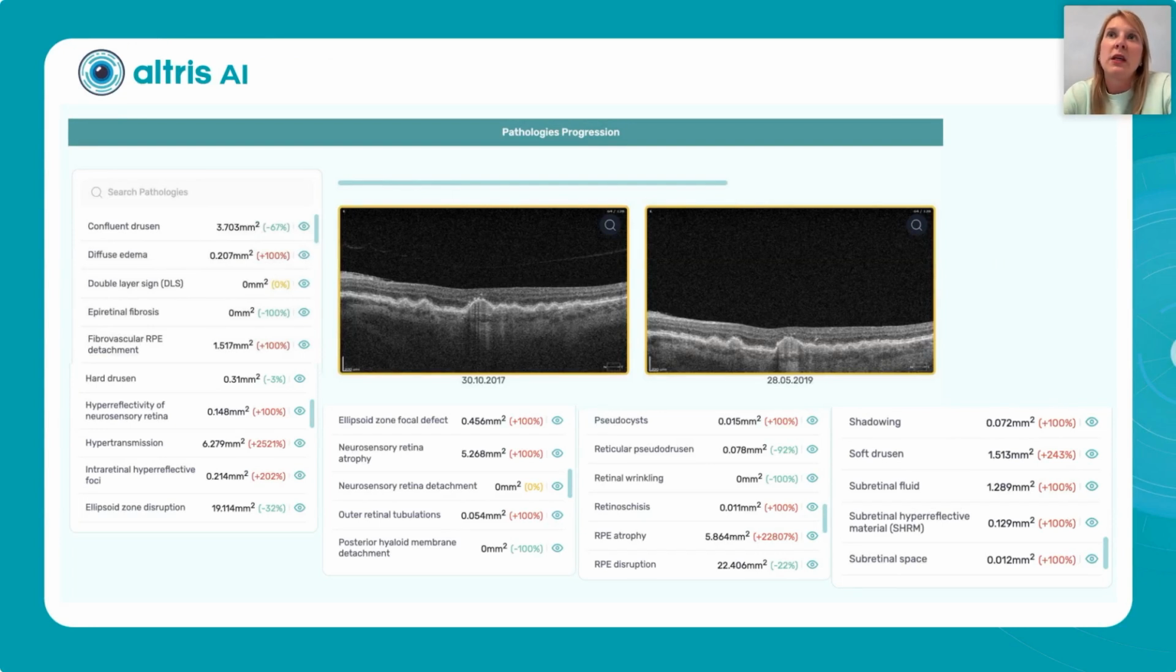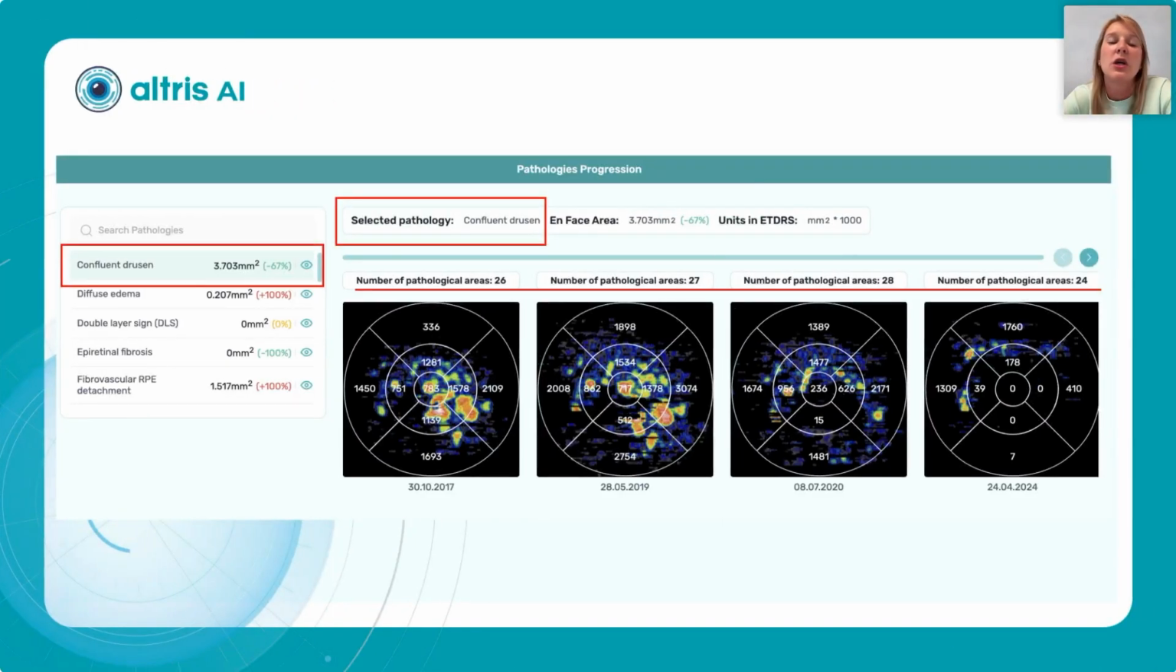Then, when we retrospectively uploaded all her visits, all her OCTs, we asked AI to give us all the biomarkers that were detected during her 4 visits. Here you can see the list of all the biomarkers that we discovered. From what we can see, some of them have increased, and some of them have decreased. Everything is calculated in percentage. Then we decided to look through the biomarkers one by one.